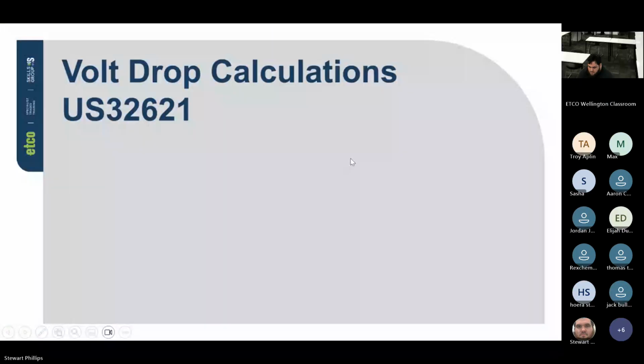Cool. So volt drop calculations. Volt drop gets fairly important when you start getting into bigger cables or when you're getting into long runs.